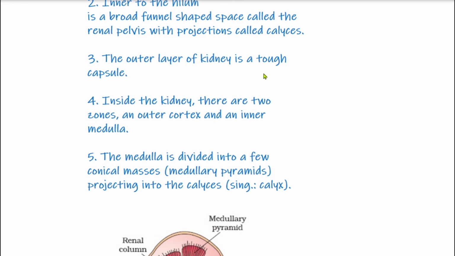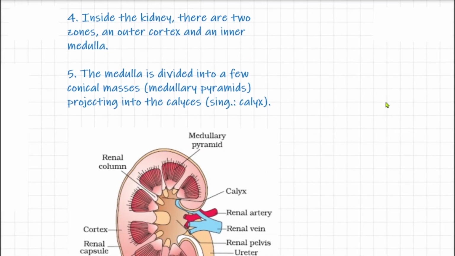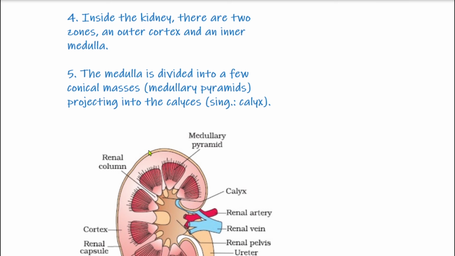The outer layer of the kidney is a tough capsule. The kidney is covered by a tough capsule which is the protective layer of the kidney, and inside the kidney, just inside the capsule, there are two zones. The outer zone is known as the cortex, whereas the inner zone is known as the medulla. So this outer zone is the cortex and this inner zone is the medulla.